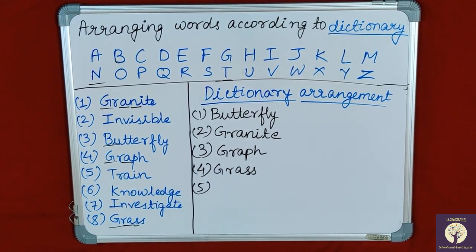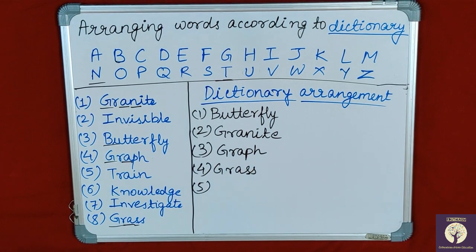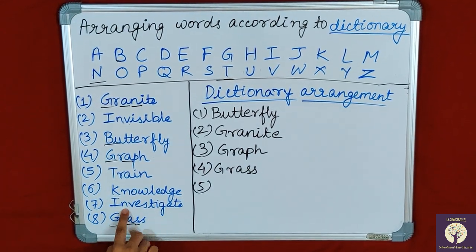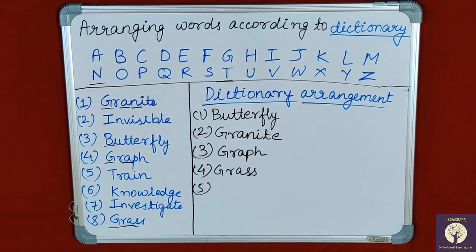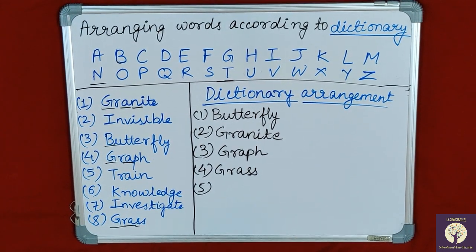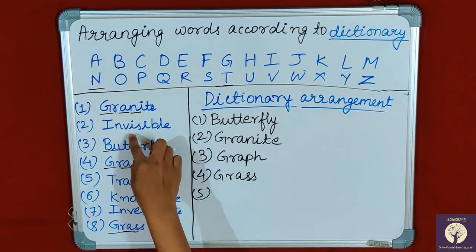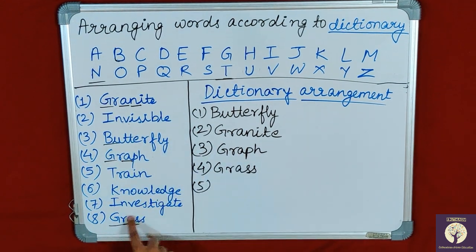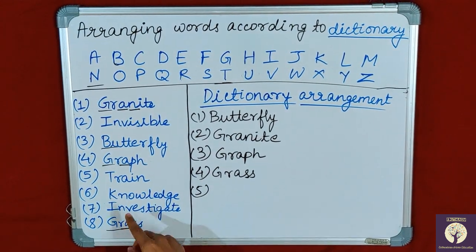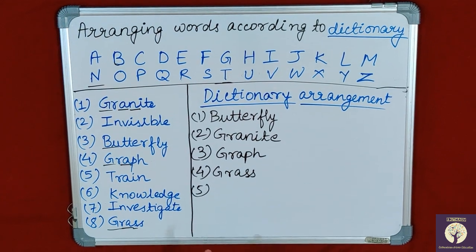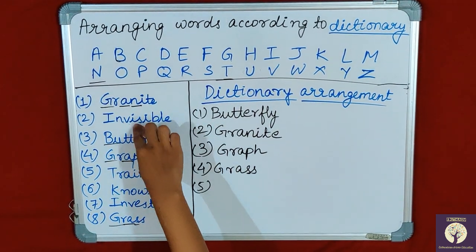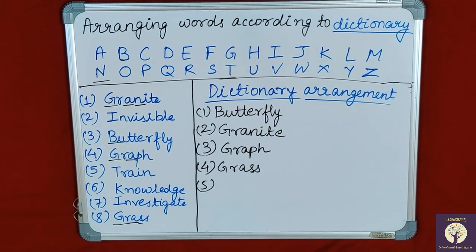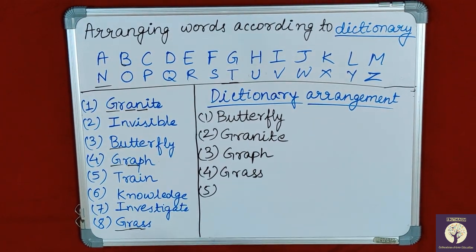We will go to the next letter. The next letter in invisible is N, and the next letter in investigate is N. So there are no different letters, so we'll go to the next one. Now the third letter is V in invisible, and also V in investigate. So we'll check for the fourth one. The fourth one in invisible is I, and the fourth letter in investigate is E. So we got a different letter.